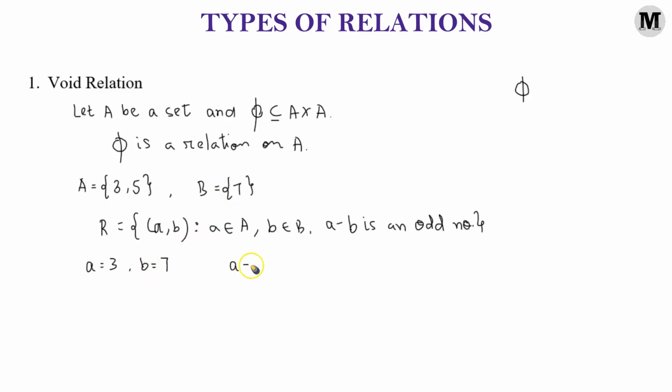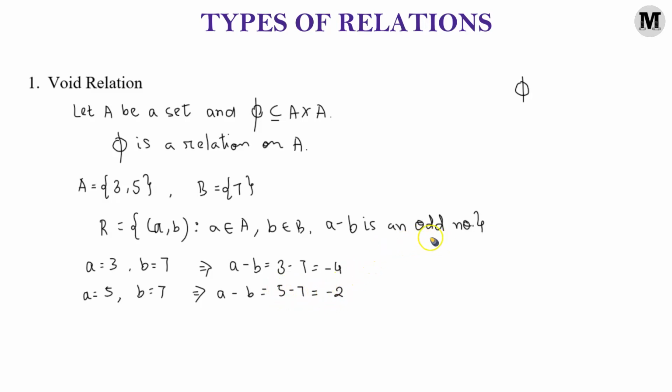Now, what is a minus b? This implies that a minus b is 3 minus 7. So 3 minus 7 corresponds to negative 4. But negative 4 is an even integer, an even negative integer. Next, if we consider a to be equal to the second element 5, and b, since there's a single element, we consider b to be equal to 7. So this is going to give us a minus b equals 5 minus 7, which gives us negative 2. Now, negative 2 is also an even integer.